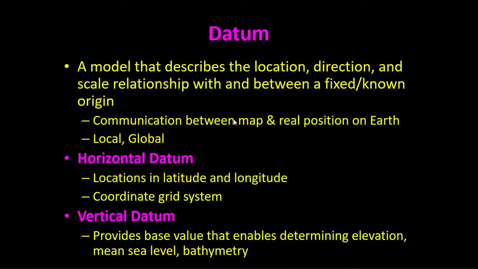Our next key term is how the map communicates between the locations on the map and those locations in reality, the real position on Earth. So this is a model that describes the location, direction, and scale relationship with and between a fixed or known origin. So a datum essentially provides references to base a location on a coordinate system grid, so that's the horizontal datum, or height, usually from mean sea level, or vertical. I just showed that previously. As I'll show, you can have local or regional datum or global datum.